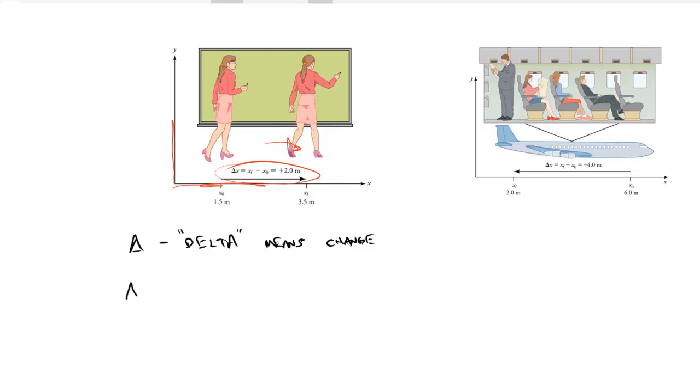So delta x would be read as change in x, and this is always equal to some x final, so some final x position, x coordinate. This x refers to a coordinate. Minus some initial x position. Sometimes we could see this as x2, 2 being our second position, minus x1, 1 being our first position, or sometimes we might just write it as x, some position at some time, minus x sub 0.